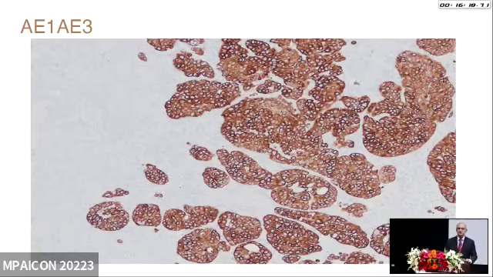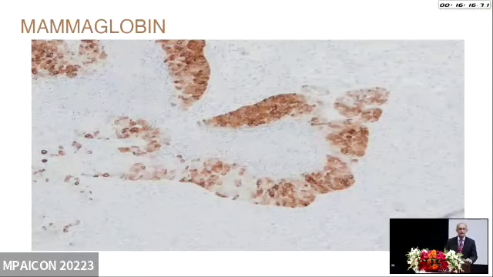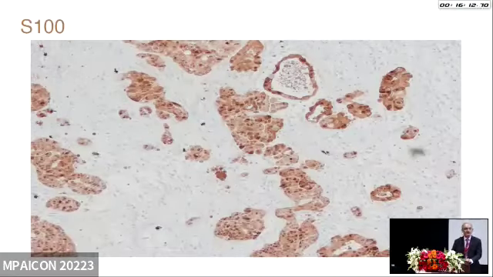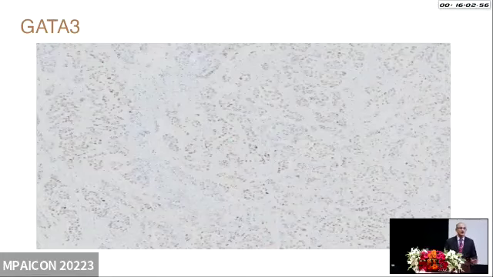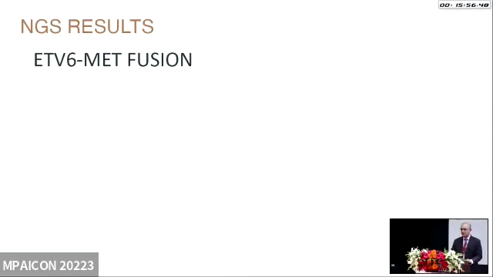AE1/AE3, a cytokeratin, was diffusely positive. Mammaglobin was positive in about 20-25% of the tumor cells. S100 was positive in about 60 to 70% of the tumor cells. GATA3, which is a nuclear immunohistochemical stain, was positive in the tumor cells. This patient did not have any history of breast cancer, and there was no abnormality on the CT scan of the breast. So the specimen was also submitted for NGS testing, as is done reflexly at our place.